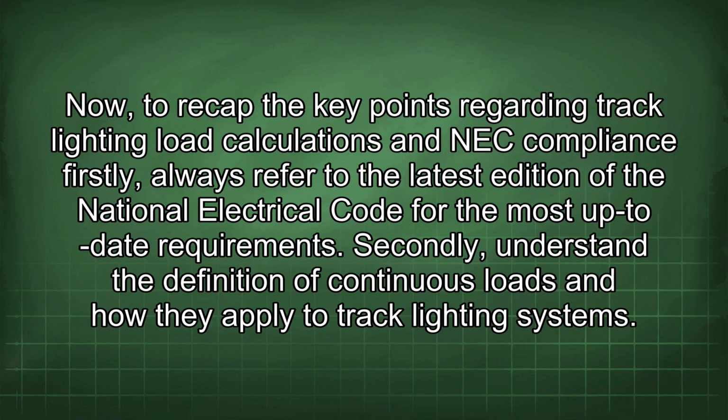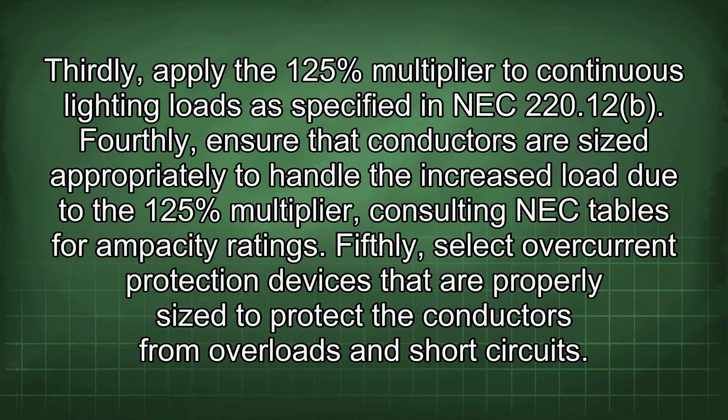Now, to recap the key points regarding track lighting load calculations and NEC compliance. Firstly, always refer to the latest edition of the National Electrical Code for the most up-to-date requirements. Secondly, understand the definition of continuous loads and how they apply to track lighting systems. Thirdly, apply the 125% multiplier to continuous lighting loads as specified in NEC 220.12.